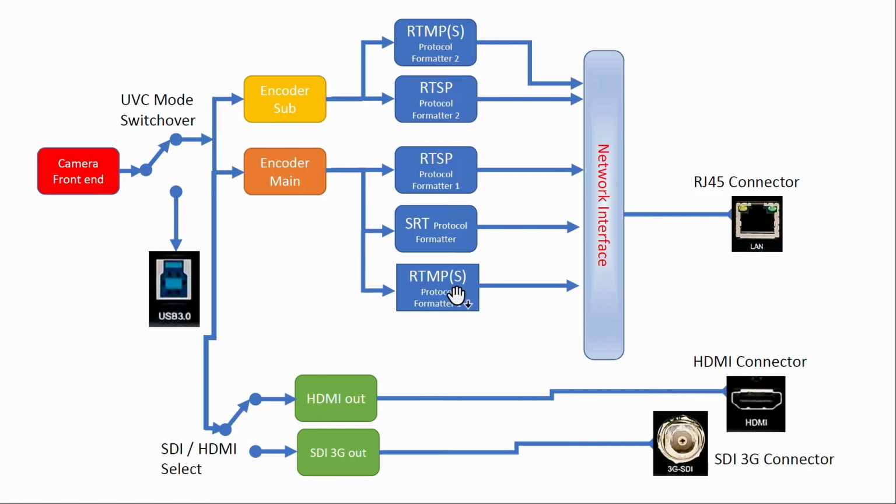So you can use it with RTMP, RTMPS, SRT, RTSP. You can output 2 different encoded streams, and you can of course also power the camera via PoE by using the RJ45 connector. And this camera also has HDMI and SDI 3G connectors to output a high resolution of 1080p 50 or 60. Now I would like to walk you through the menus of the KY-PZ400 in the Web GUI.